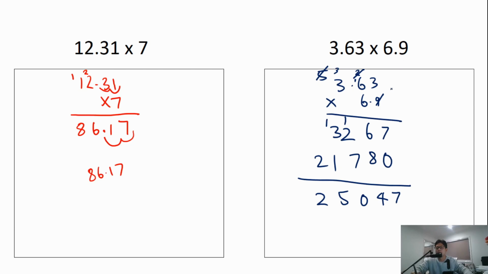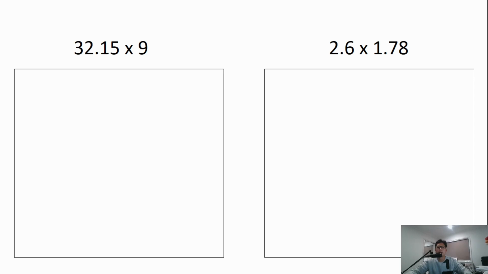Now we have 25,047. And we count the number of decimal places and put the decimal place in the right position. So this time there is 1, 2, and a third one here. There's 3 places behind the decimal. So that means we need to move 3 places up here. 1, 2, 3. So our final answer is 25.047. Alright, now pause the video here and give that a shot. Just unpause when you're ready to go through them with me.